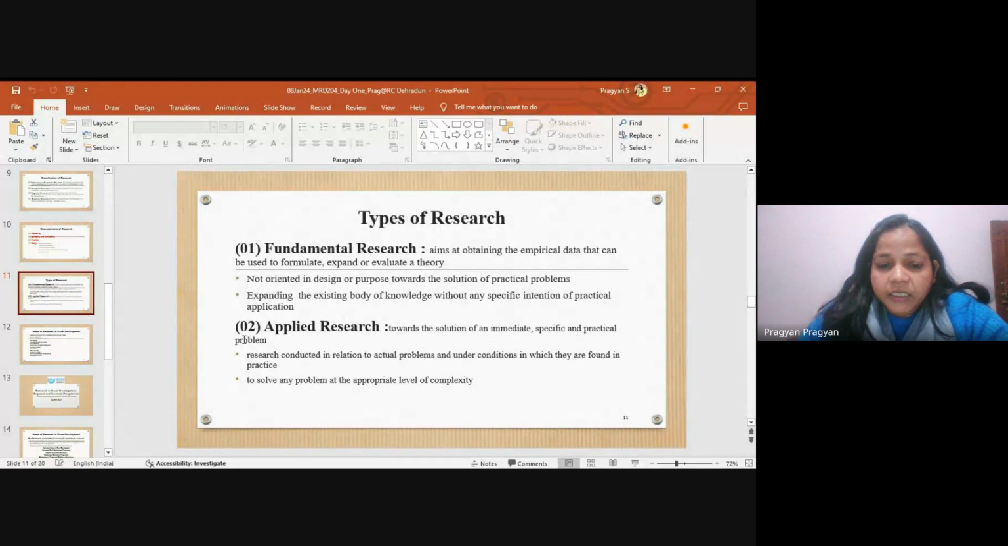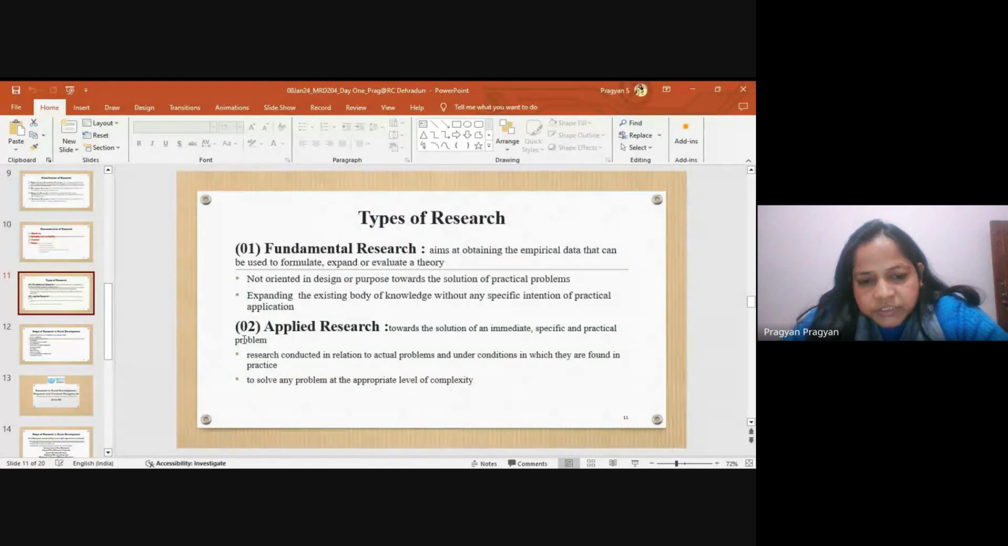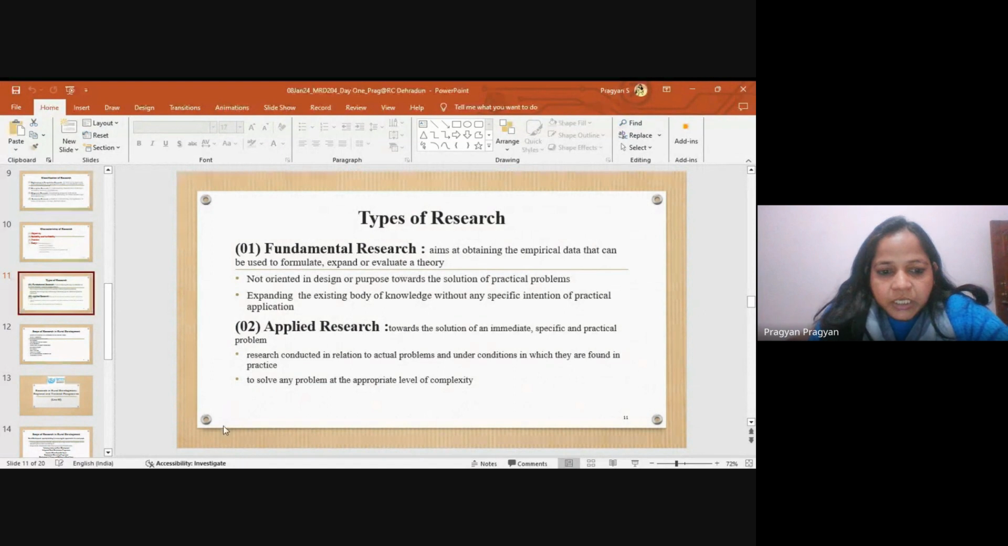When you are conducting this study for solving a particular problem, that is the problem of forest management, by help of that collective action which is coming from voluntary organizations, that we call social capital, then it is applied research. This is the basic difference between fundamental research and applied research. Am I able to answer your question? Are you able to understand the basic difference by help of this example? Yes, ma'am. Thank you very much. Okay, thank you.